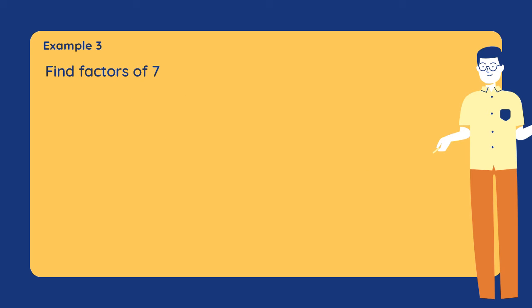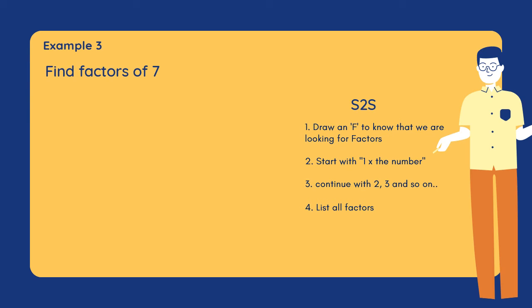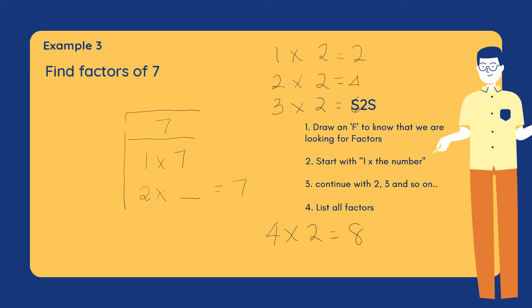The third example is find factors of 7. So our step-to-step on the other side, the first one we need to draw an F to know that we are looking for factors, number 7. And then our step 2 is start with 1 times the number, 1 times 7. Step 3, continue with 2, 3, and so on. Now, can we think of 2 times something that gives us 7? Because all I know is 1 times 2 is 2, 2 times 2 is 4, 3 times 2 is 6, and 4 times 2 is already 8. So we don't have 7 in the times table of 2.